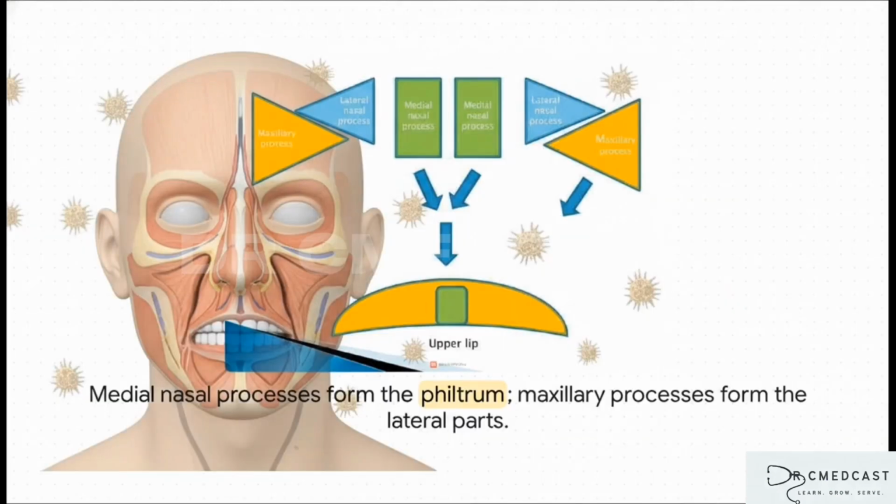This diagram really simplifies that whole process beautifully. You can see the 2 green medial nasal processes coming together right in the middle to form the central part of the upper lip, what we all know as the philtrum, that little groove. At the same time, the yellow maxillary processes from each side move in and fuse with them to form the sides of the upper lip. It's just a perfect convergence of these different parts.